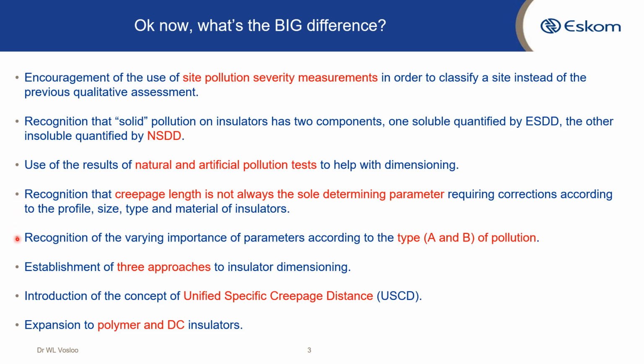At the same time, type A and type B pollution, where type A is a pre-deposit with a critical wetting and type B is an instantaneous pollution event. Then three approaches have been identified for dimensioning, and the introduction of unified specific creepage distance. And obviously the polymer side is included with hydrophobicity transfer materials. And there's the fourth document, which is for DC insulators.